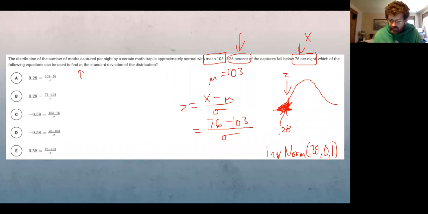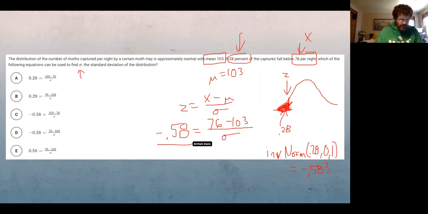And what I get when I do that is negative 0.583. So with that, I now know that my z-score of interest is negative 0.58. That's what the answer choice is given as. So even with just this z-score right here, I could cross out these three. And then of course I just need to look at the other side and realize that D is the answer.